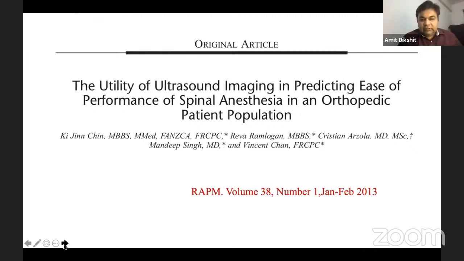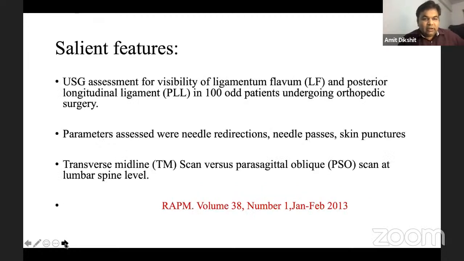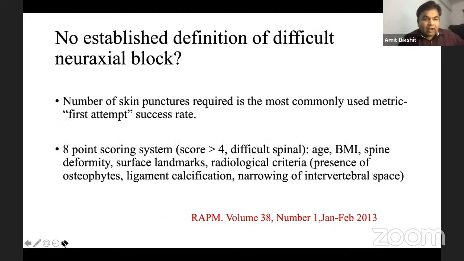So we'll just see a few landmark articles. This was from 2013 RAPN. And it has discussed utility in orthopedic population for spinal anesthesia. And the salient features where they have done a parasagittal oblique scan and a transverse midline scan. And what they have found, the assessment of efficacy was the number of skin punctures required. And this is how we rate our success rate with spinal or epidural. So number of skin puncture attempts.